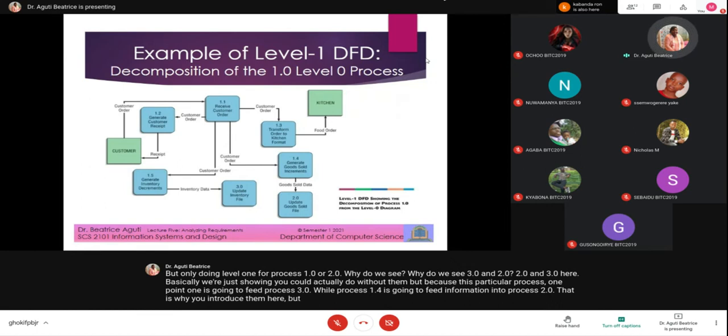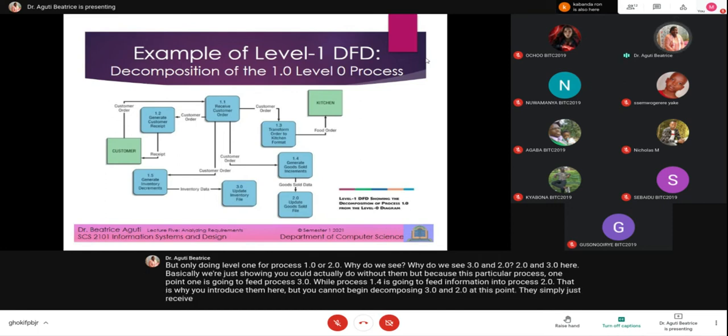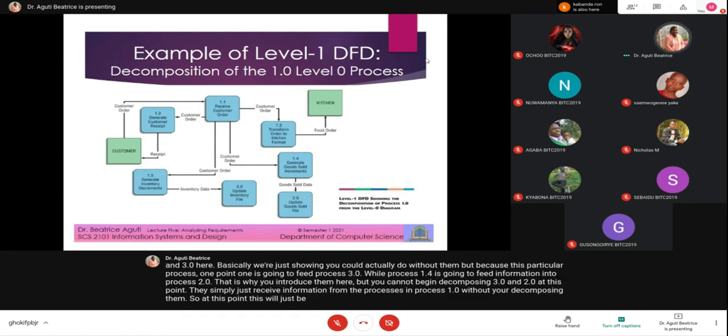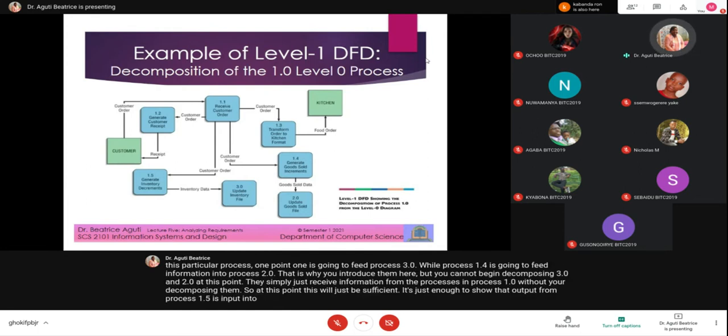But you cannot begin decomposing 3.0 and 2.0 at this point. They simply receive information from the processes in process 1.0 without you decomposing them. So at this point, this will be sufficient. It's just enough to show that output from process 1.5 is input into process 3.0, while output from 1.4 is going to be input into process 2.0.